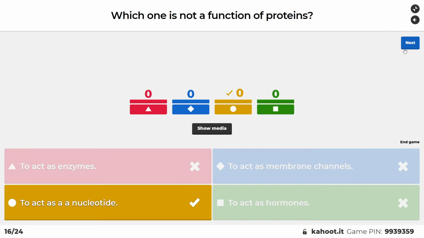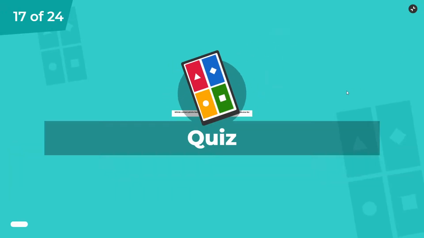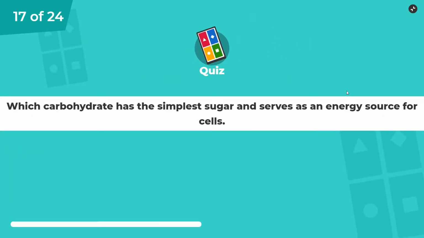Just more memorization. Alright, moving on. Which carbohydrate has the simplest sugar and serves as an energy source for cells?